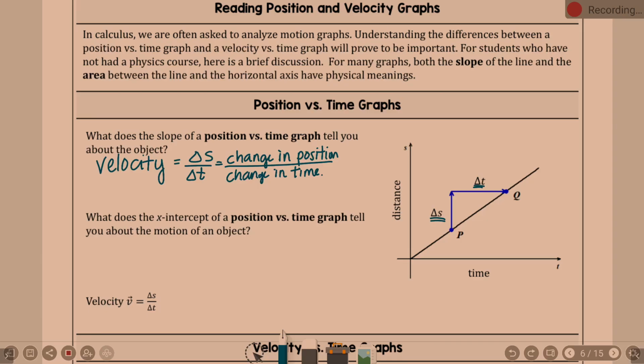Okay. And generally speaking, remember, velocity is the direction the object moves.